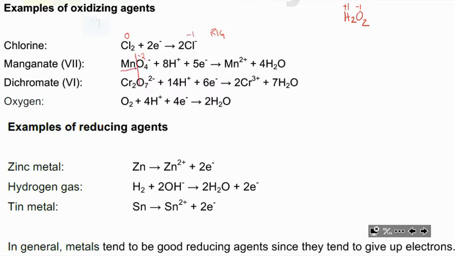So we're going to draw a T box here. We have -2 times 4 is a -8. We have a negative value here, so we have a negative charge on this whole thing. So if this is a -8, this has to be a +7. So manganese is a +7.